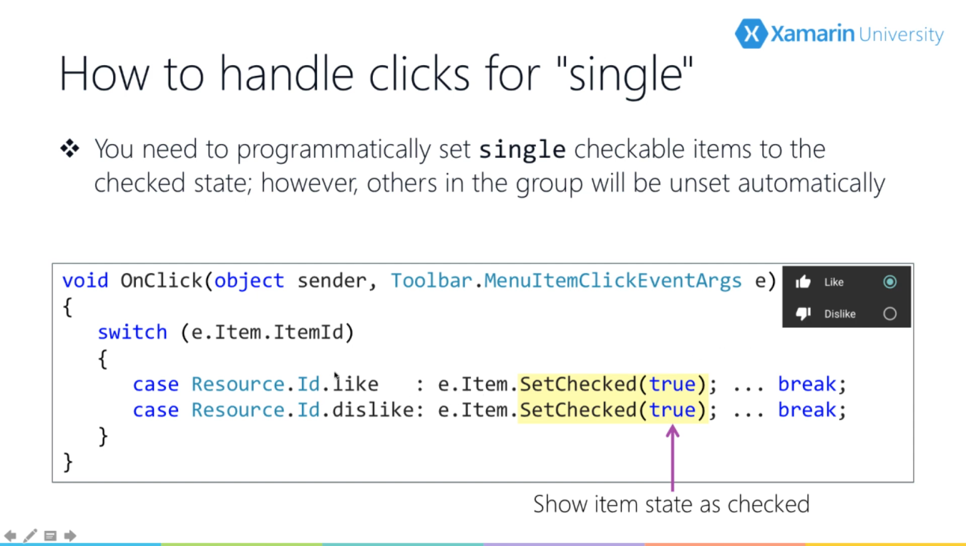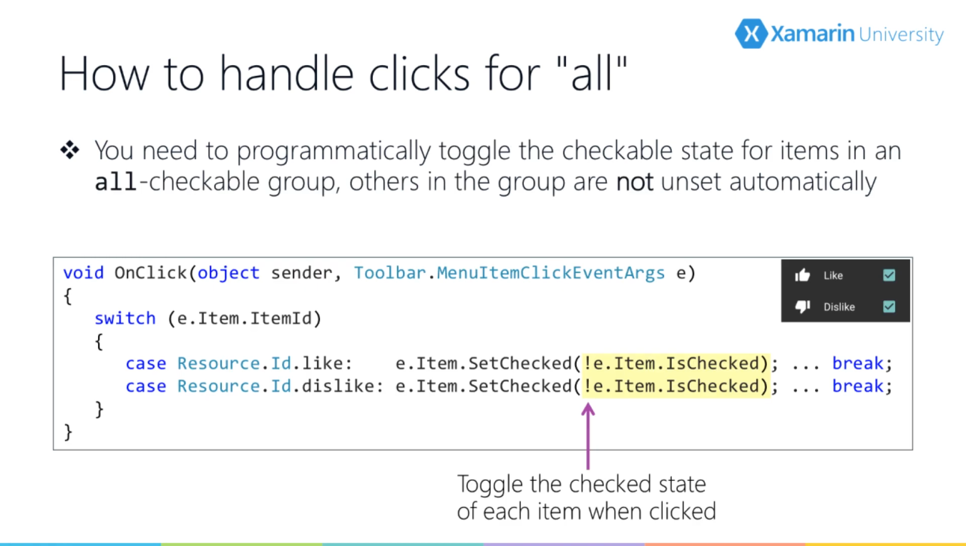So here I am in the code behind. When they tap on like, I set the checked state of the like button to true. The tricky part is I do not have to clear all the other ones. These do automatically function as radio buttons. So when you check one of them, all the others in the group automatically get unchecked. The checkbox case is slightly different.